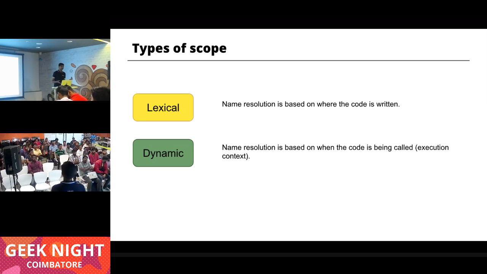Another type is called dynamic scoping, which is mostly used in Perl and other scripting languages. In dynamic scoping, when you try to resolve a particular name or token, it resolves through your execution context, down your stack. If I'm not able to find a variable at the top of the stack, it will go one level down, and then another level down, until it finds it. That's the difference between lexical and dynamic scoping.